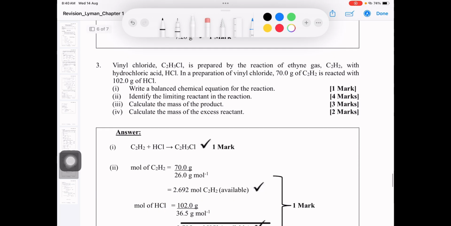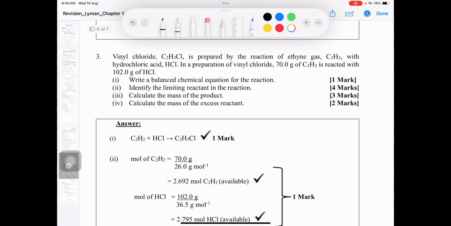Okay, number 3 is a limiting reactant question. Vinyl chloride, C2H3Cl, is prepared by the reaction of ethyne gas, C2H2, with hydrochloric acid. In the preparation of vinyl chloride, 70 gram of C2H2 is reacted with 102.0 gram of HCl. So the mass of each reactant is given respectively. Question number 1, write the balanced chemical equation for the reaction.